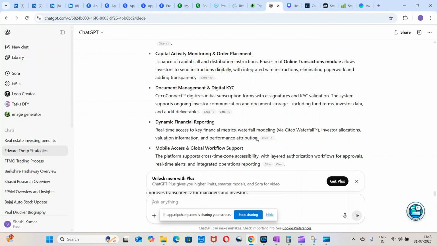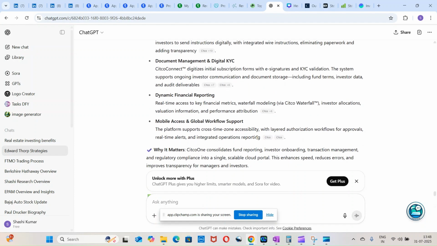Then it has dynamic financial reporting also, with real-time access to key financial metrics. It has waterfall modeling via Citco Waterfall. Investor allocations are there. Valuation information is there as a part of financial reporting, and performance attribution is also there as a part of financial reporting. Mobile access and global workflow support is also there.